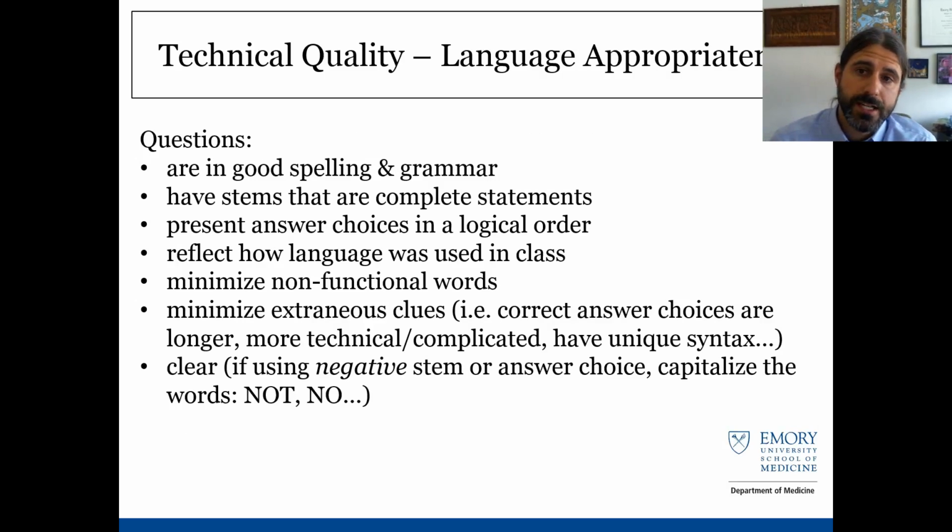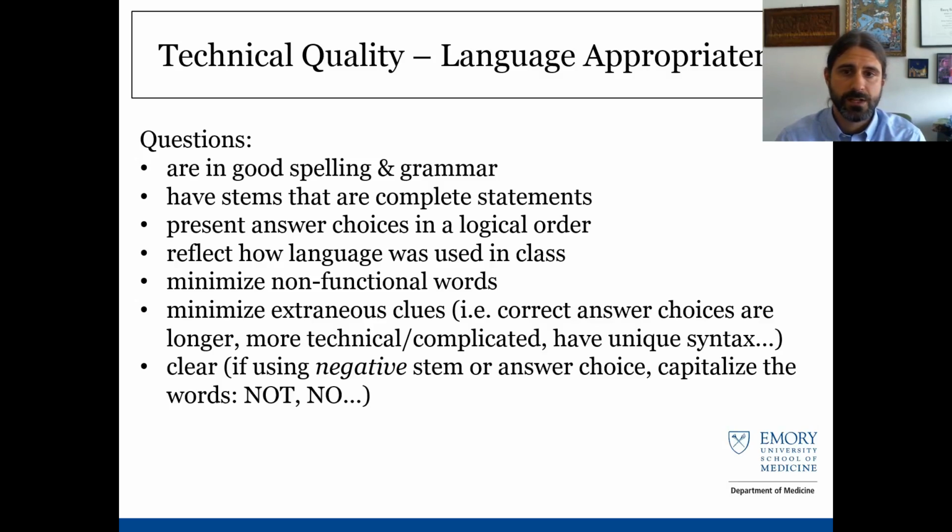The next piece of technical quality is language appropriateness. Some of these are common sense, some maybe not, but please make sure your questions have good spelling and grammar. The question stems should be complete statements, so avoid incomplete stems that are followed by a colon and need to be filled in by the answer choices. It's better to have complete sentences in your question stem, which is clearer. Reflect the way language was used in class. We all know many words can have many different meanings, so apply the meaning that was used in class and stick to that.